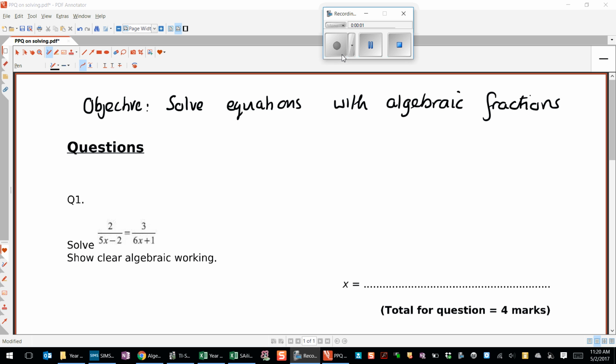Now you can use it for revision if you do it too quick. So, algebraic fractions. We've already done lots of work on how to deal with fractions.